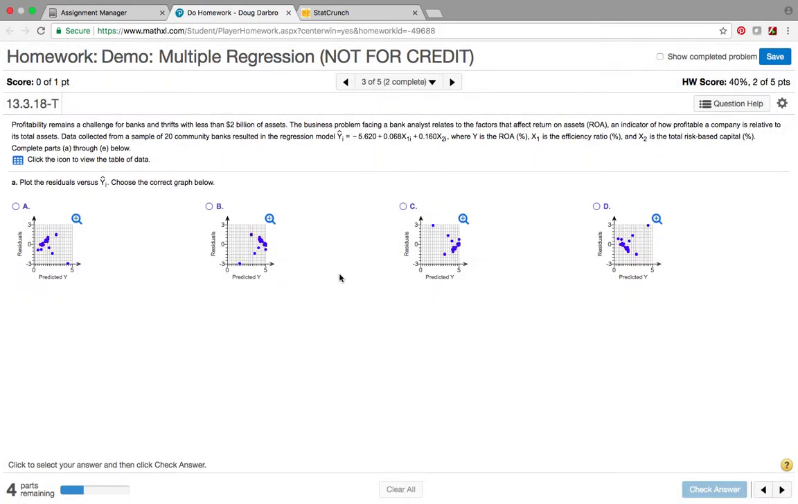All right, question 3 of 5. Are we having fun yet? Profitability remains a challenge for banks and thrifts with less than $2 billion in assets. The business problem facing a bank and analyst relates to the factors that affect return. So it looks like they've done this on 20 community banks, where Y is the ROA percentage, X1 is the efficiency ratio, and X2 is the total risk-based capital in percent. All right, so this is going to be a fun question, right?